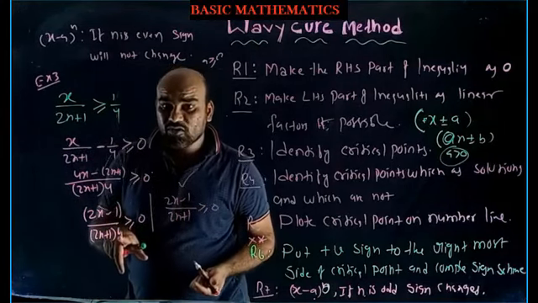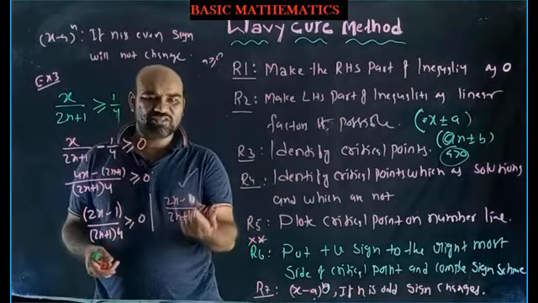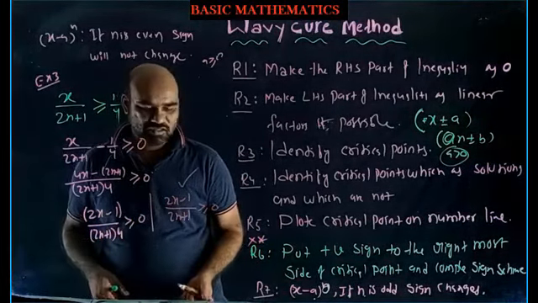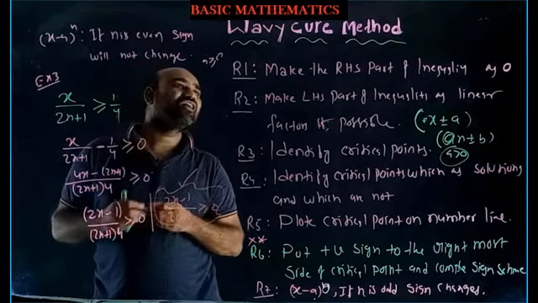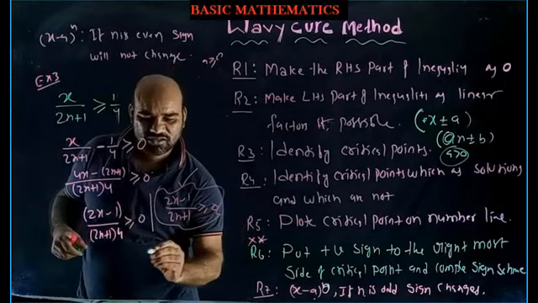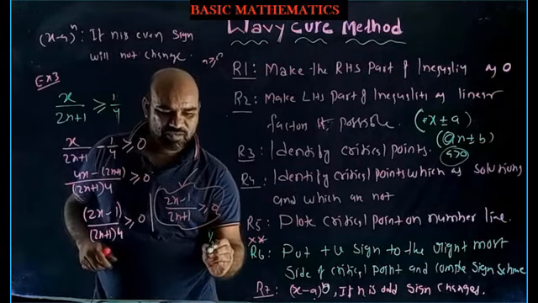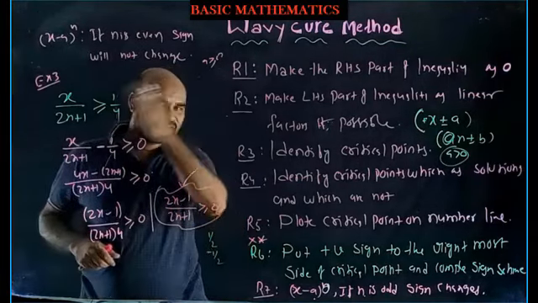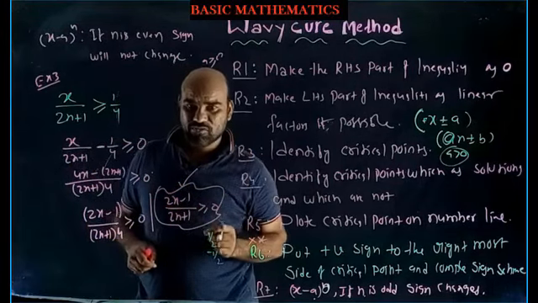Understood why I removed 4? Multiply 4 on the other side, what happens? Same thing you will get, no? No use of 4. Now this is in standard form. Means this is in the standard form. Now I can use the Wavy Curve method. Critical points: 1 by 2 is one critical point, minus 1 by 2 is another critical point. After that we want to identify which critical point is a solution of the problem.